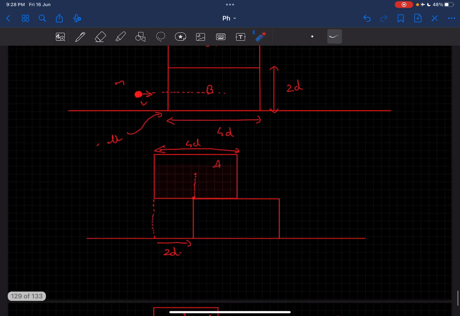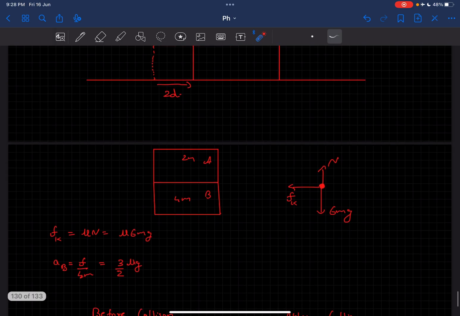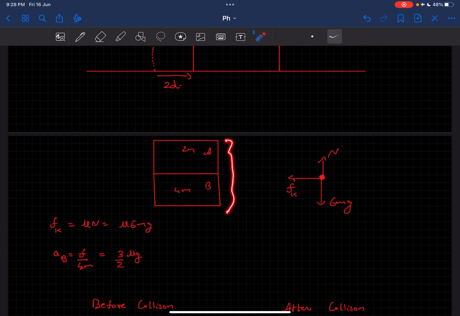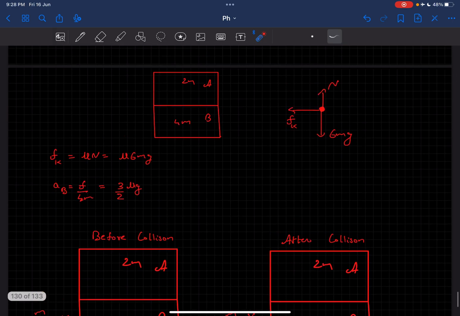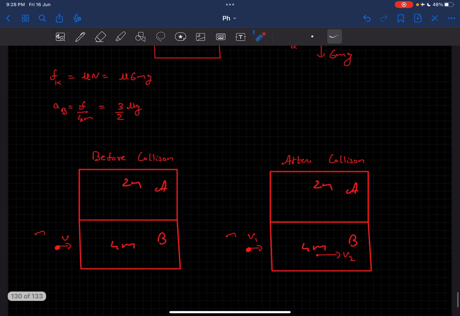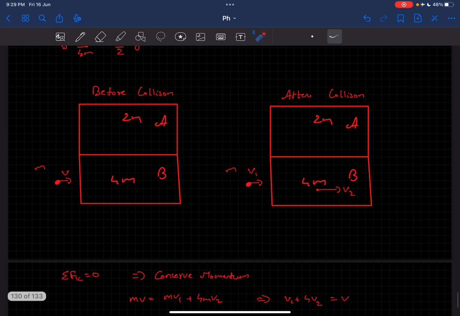Okay, now let's analyze the FBD. If we take A and B as a system and draw the FBD, we know the weight of 6mg is acting downwards and the normal N from the ground. After collision, when block B gains some velocity, kinetic friction starts acting between block B and the ground. We know the magnitude of kinetic friction is simply mu N, which would be mu times 6mg. And we can find the acceleration, or basically the deceleration of B, which is equal to F by 4m, which will come out to be this much. Again, block A will not accelerate because there is no friction. Now let's find the velocities after collision.